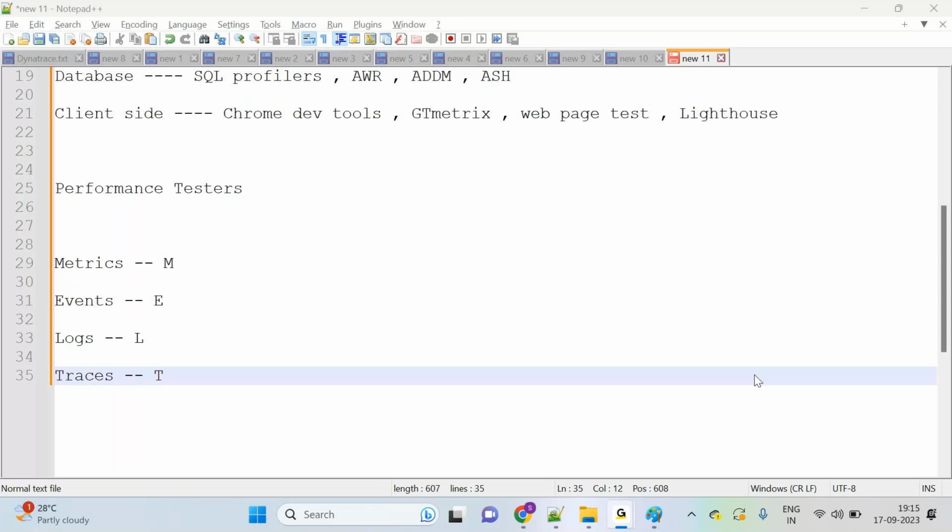So that capability is also there with the APM tools. That is what all the tool vendors are claiming now. Don't worry, we'll discuss a little more about observability in the upcoming sessions.